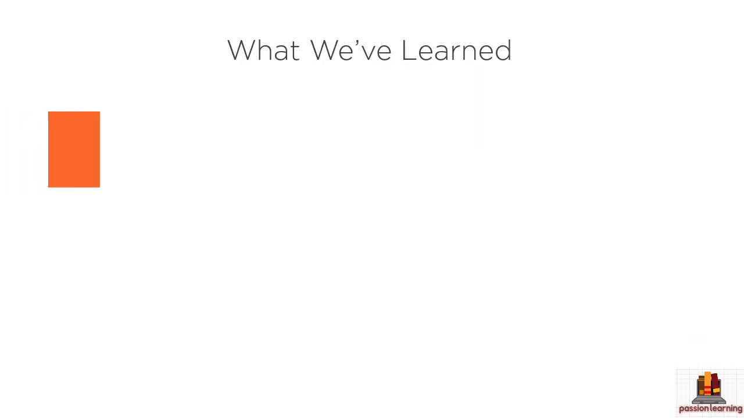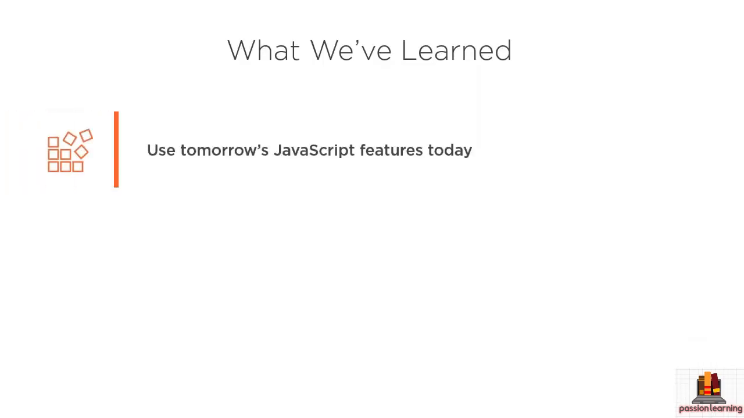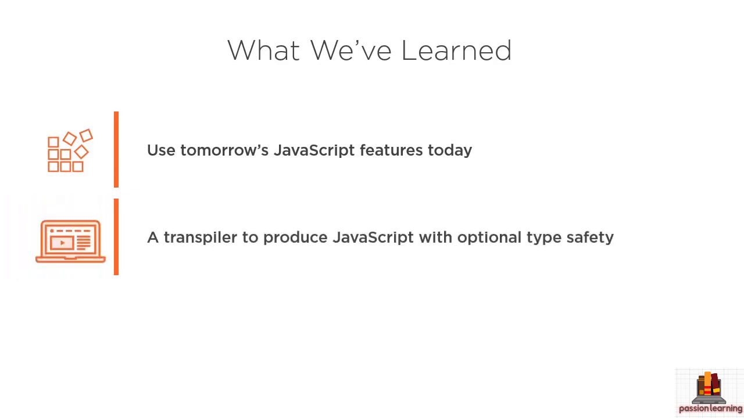So what we learned. I've shown you how you can use tomorrow's JavaScript features today by using TypeScript. I've talked about that you need a transpiler to produce JavaScript from TypeScript with optional type safety during that compilation or transpilation process.